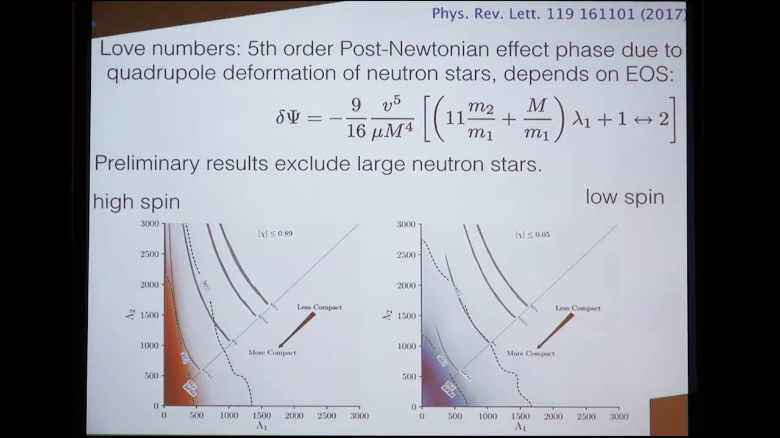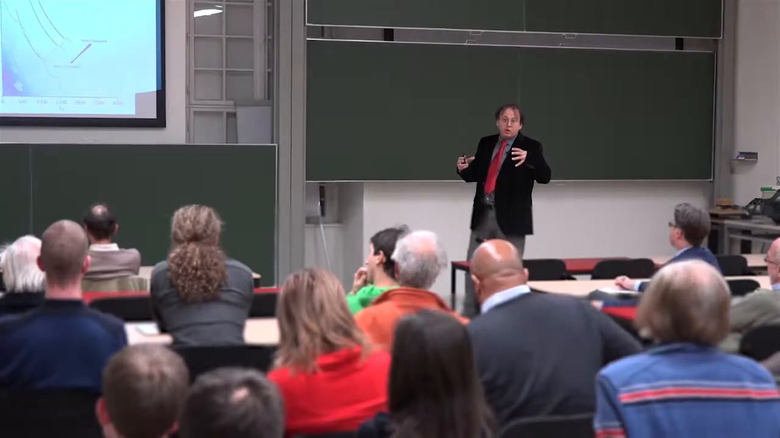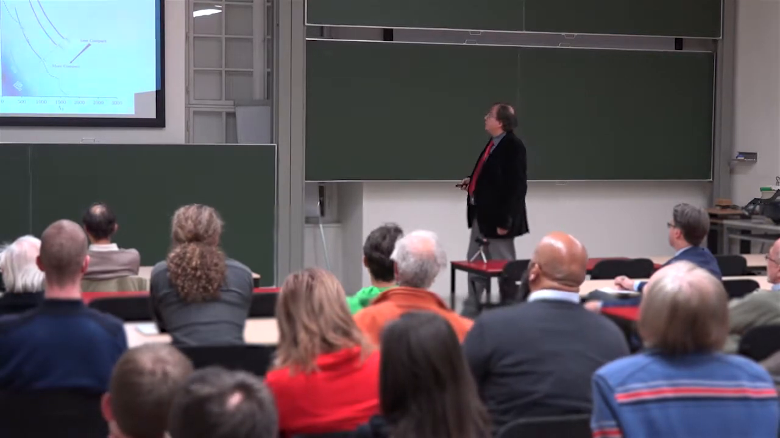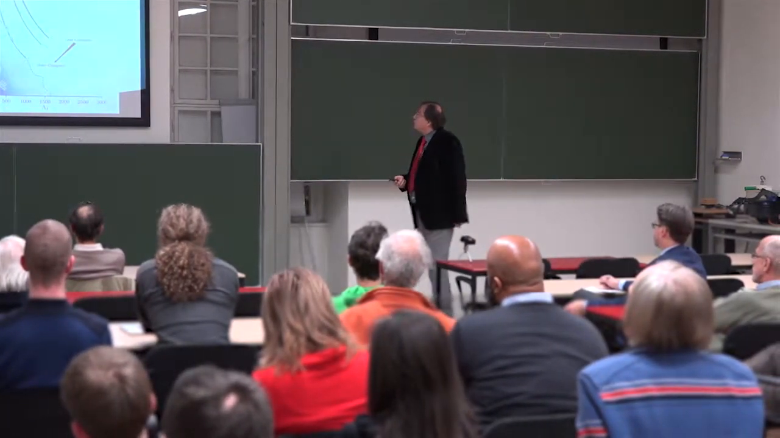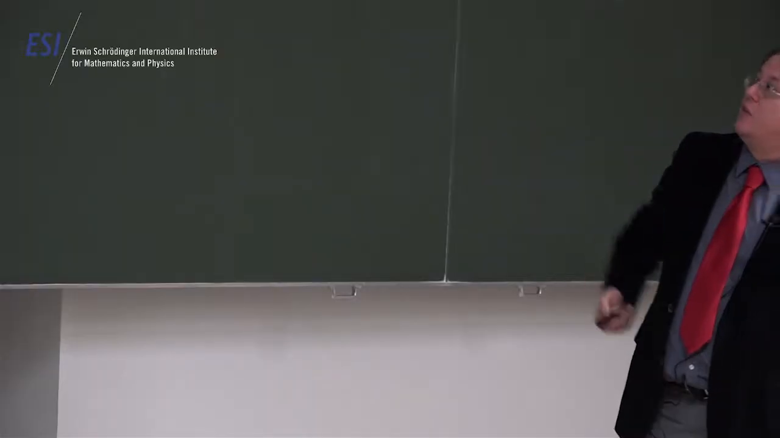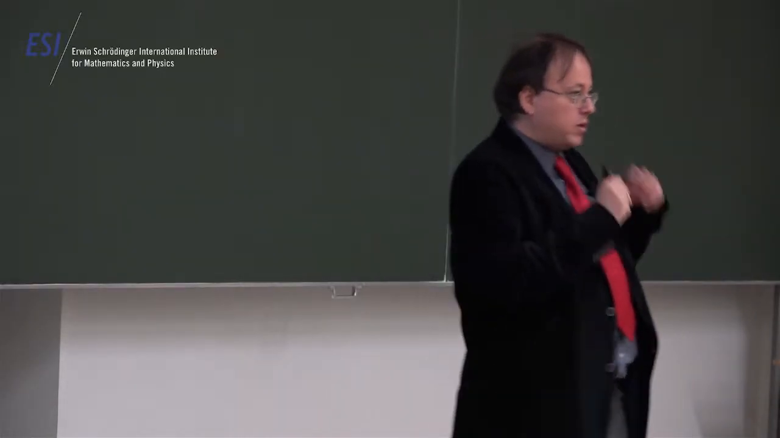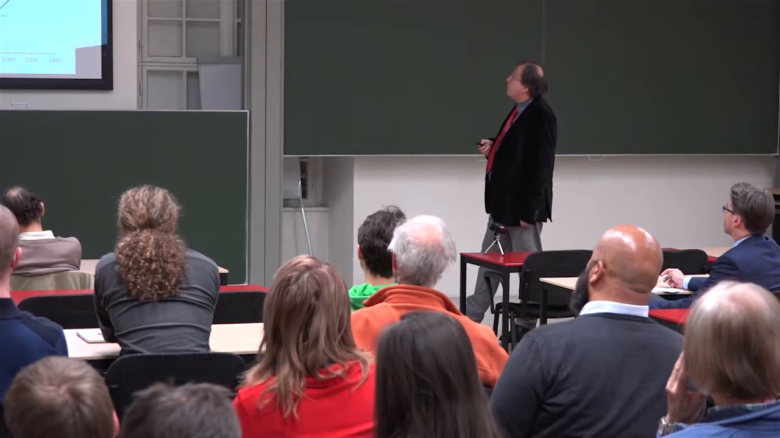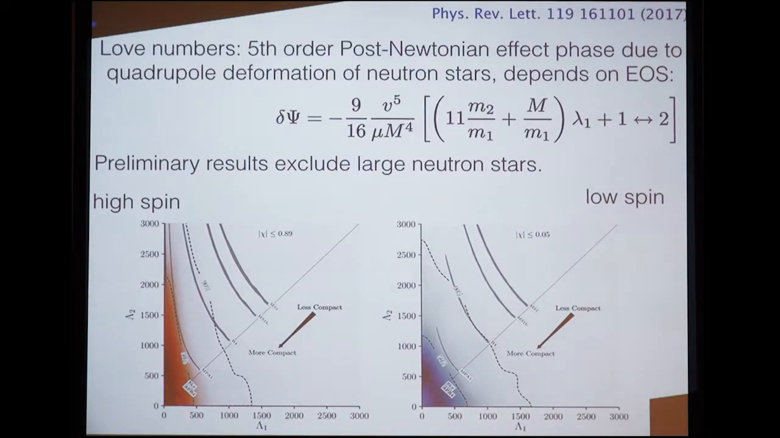And so the dominant effect of the equation of state is that these neutron stars can deform in the binary and they change the quadrupole moment. And so the quadrupole moment of the neutron stars changes the gravitational wave phase, which is this quantity psi here. So the change in this quantity depends on quantities lambda 1 and lambda 2, which are called Love numbers. And these numbers describe how deformed these neutron stars are. So this is what you want to measure from the inspiral, and these are the results. This is a kind of crowded picture. These are the deformations of the two neutron stars measured.